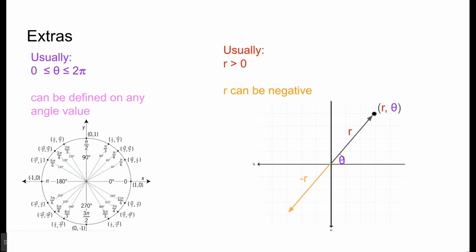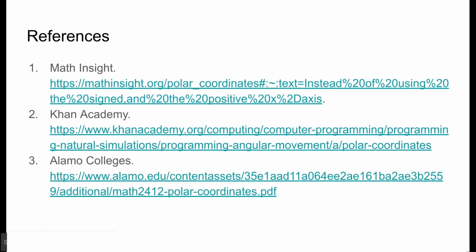Now, there are some extra things that can happen with polar coordinates, like we can have our angle theta, which can usually vary between 0 and 2 pi like our unit circle, but that angle can be defined on any value. And then furthermore, for our radius in this lecture, we have assumed in our introduction it was positive, but we can always define it as negative, like the orange vector negative r. And these are some references that you can make use of. They have some extra information, but beyond that, this is an introduction to polar coordinates, and I hope it was useful.